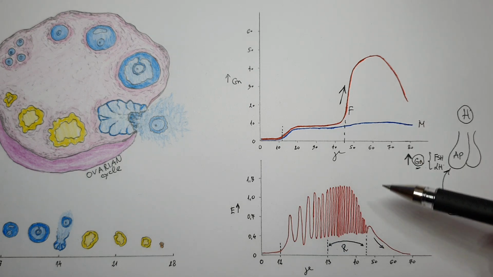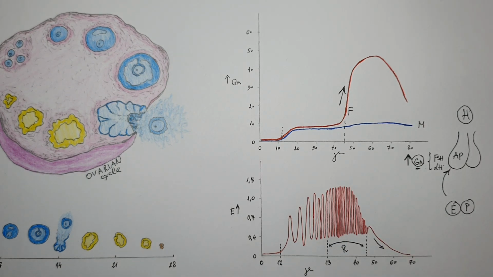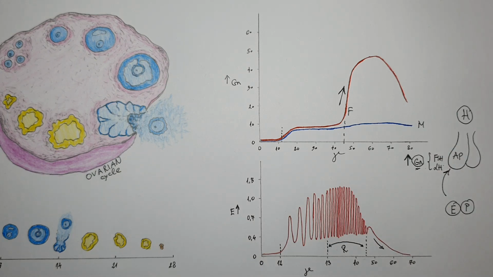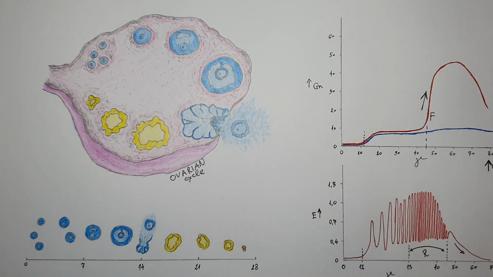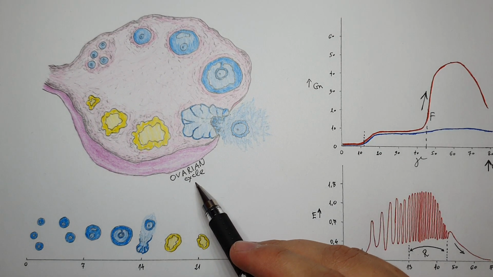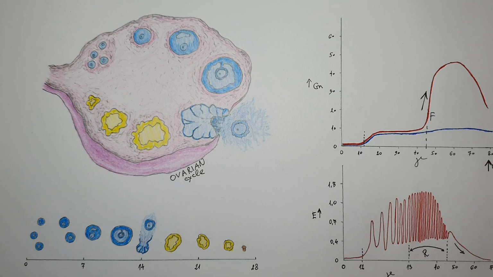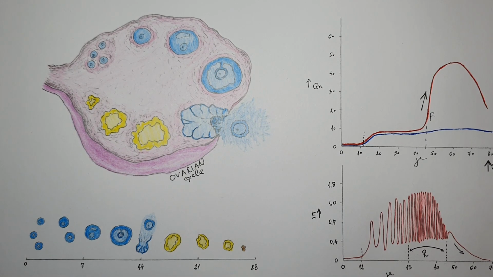So this is basically the elementary explanation. What happens with the basic hormones, gonadotropins and estrogen, in the life of a female? Now, we will see how actually the ovarian cycle is happening in the menstrual cycle.